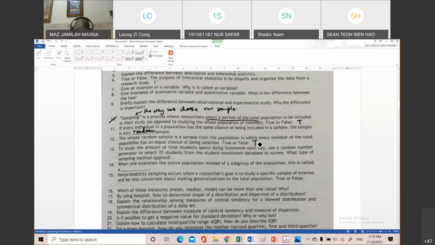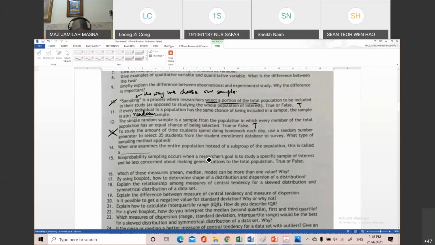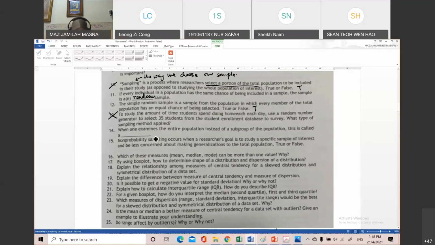To study the amount of time students spend doing homework each day, a random number generator. Just disregard this one. Not interested in discussing the sampling types. Okay. When one examines the entire population instead of a subgroup of the population, this is called what, class? So I think this is referring to the measurement.